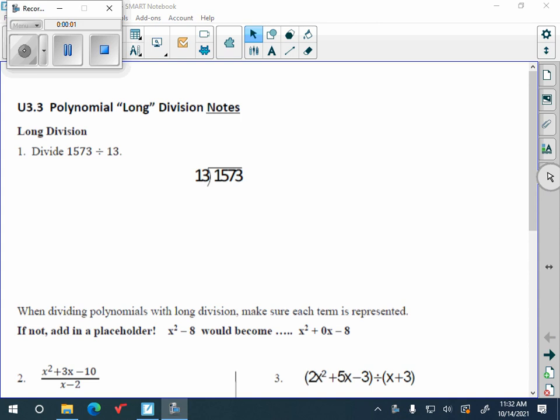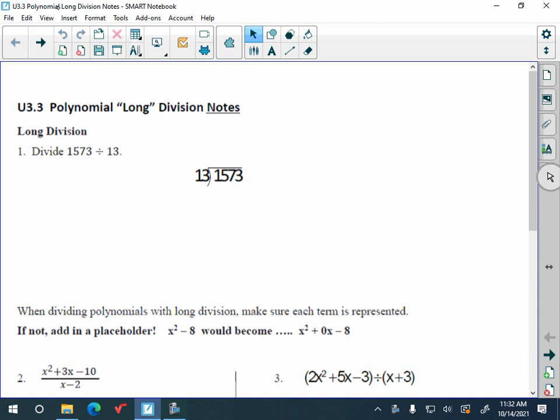You actually have to show the work. All right. So we know that 13 doesn't go into 1, but it does go into 15 one time. Okay, 13 goes into 15 one time. And this is the process that we're going to use when we get into the polynomial stuff.